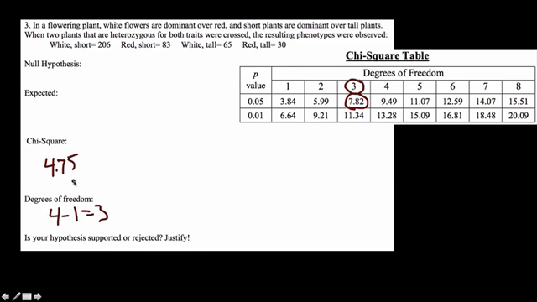So we have 4.75, which means our null hypothesis is accepted. The values we got are close enough to that 9 to 3 to 3 to 1 ratio. So our hypothesis is supported. The number was smaller than the critical value of 7.82.